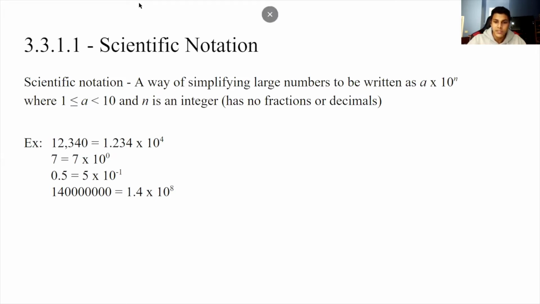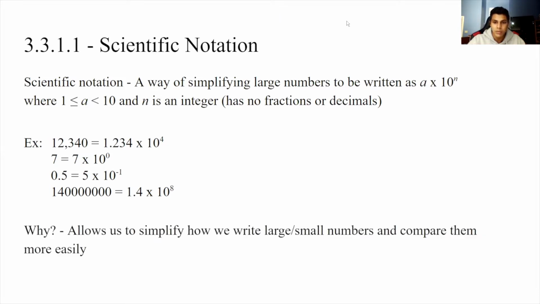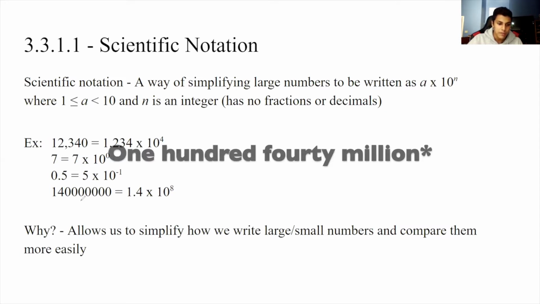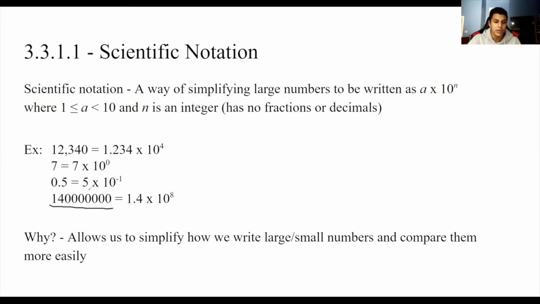The reason scientific notation is helpful is because we can express all of these large numbers in a way that we can compare them very easily. For example, 14 million is a really, really big number, and sometimes it's difficult to wrap our head around a number that big, especially if it asks us to multiply 14 million by another number or add it to another number. But by writing it in scientific notation, we simplify it down to 1.4 times 10 to the power of 8, which allows us to compare it easily to other numbers such as 7 times 10 to the power of 0 and 5 times 10 to the power of negative 1.